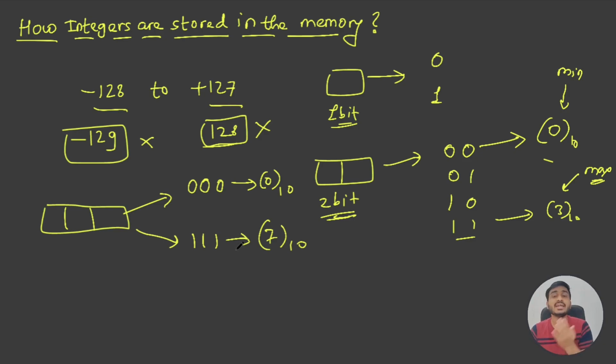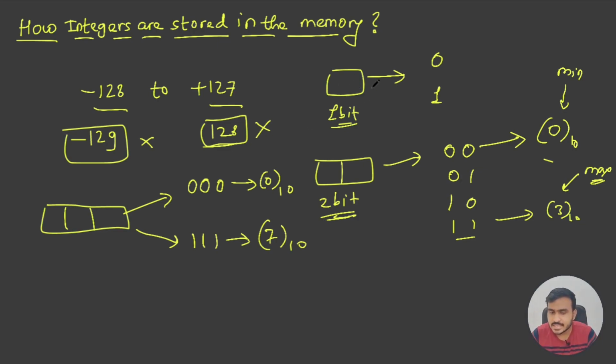So in this way we can derive the range of any variable. The minimum value is going to be 000, the maximum value is going to be 111, and this is the range. Let's try to understand one more important thing: how we can get to know how many different values a particular variable can store.